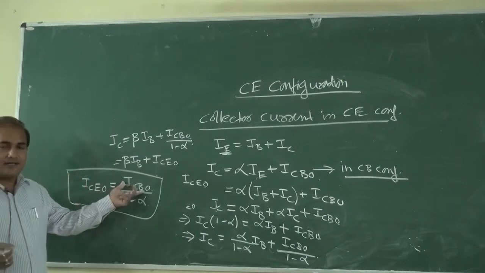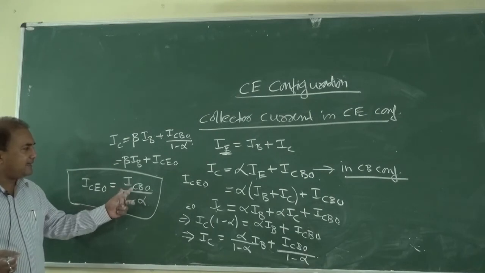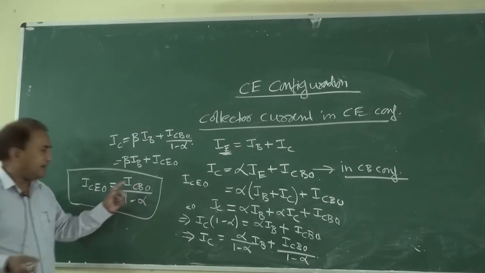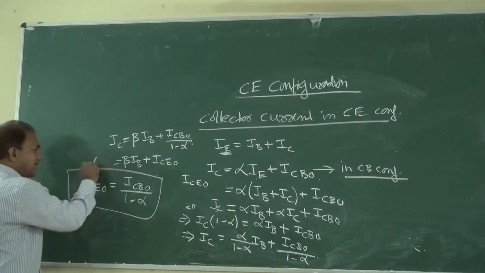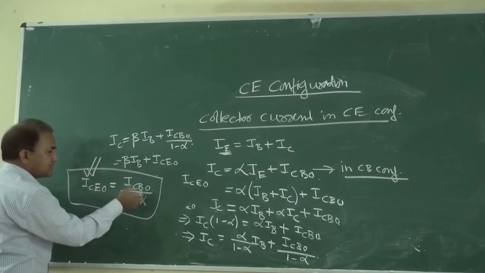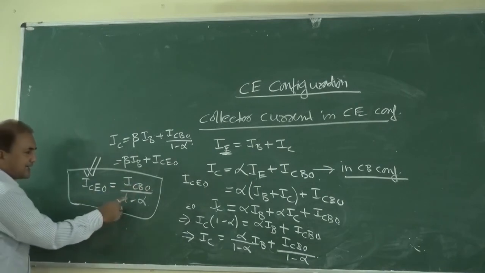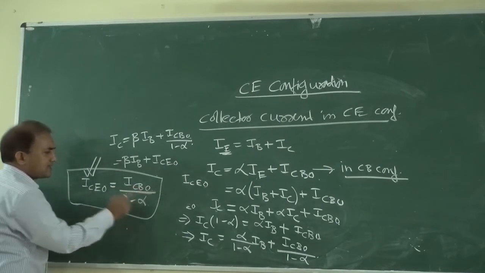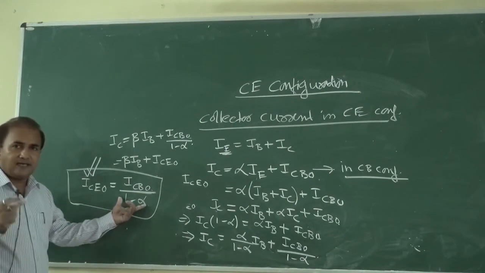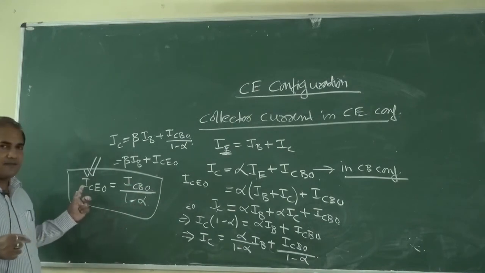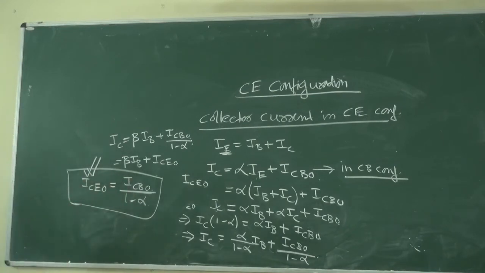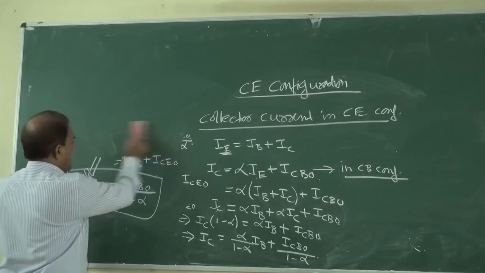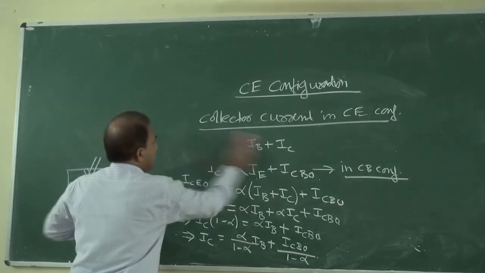ICBO is the reverse leakage current between collector and base when emitter terminal is open. ICEO is the reverse leakage current between collector and emitter when base is open. And this ICEO is very much larger than ICBO, because in the denominator it is 1 minus alpha. This quantity is a fraction, so ICEO is very much high as compared to ICBO. Now we can see how to calculate ICEO.